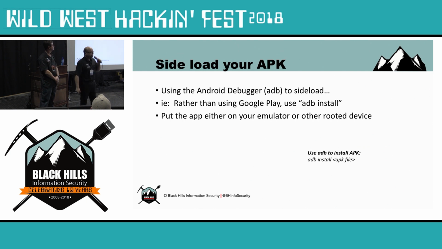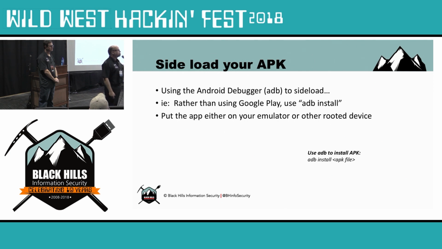Sideloading. We always use ADB to sideload. It's as simple as using ADB install. You can put the app on your emulator or any other rooted device. You do want to be rooted. You need to have root access so that you can look at the file system, so that you can manipulate things in the file system. So it's not sufficient just to grab the Android that you're using for your day-to-day production use and stick it on that, because you're going to have to root your Android. Better to get a device from eBay or something like that, root that device, and then sideload it from there.